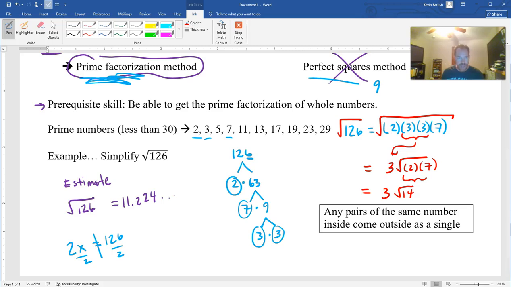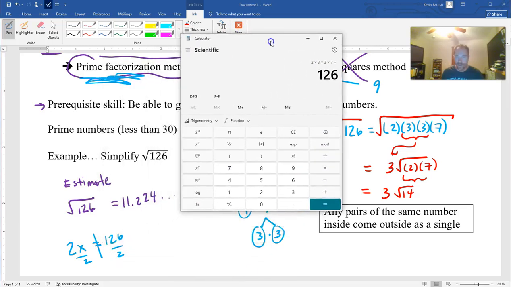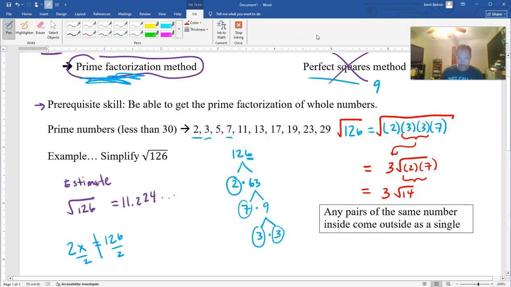And let's try that. If we do 3 times the square root of 14, I'm hoping to get that 11.224. So 3 times 14's square root equals 11.2249. Looks good. So there's my answer. 3 times the square root of 14. Okay, we'll do a few more here. Let me just box that in as our answer for the square root of 126.